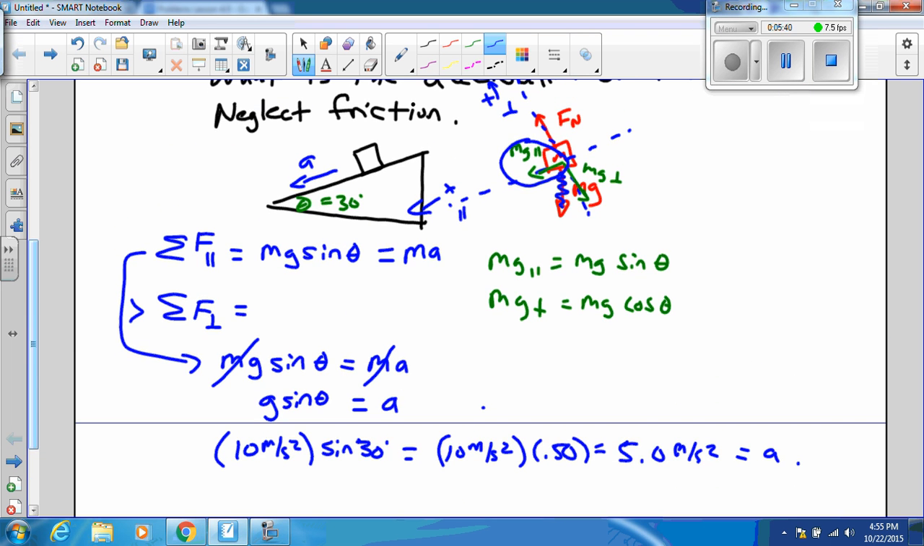So that was a fairly simple example here. Notice that I did not have to do the sum of forces in the perpendicular direction because I was able to solve this first equation for acceleration directly.